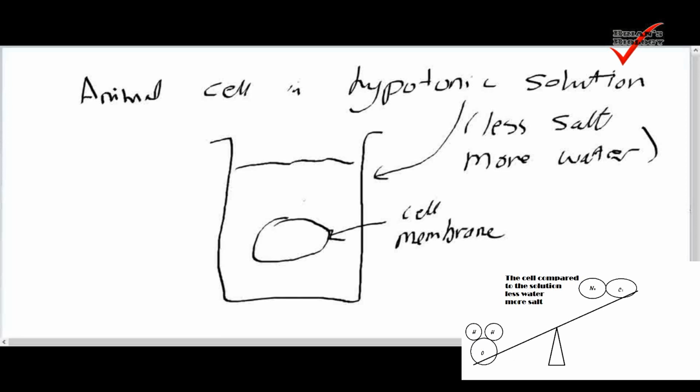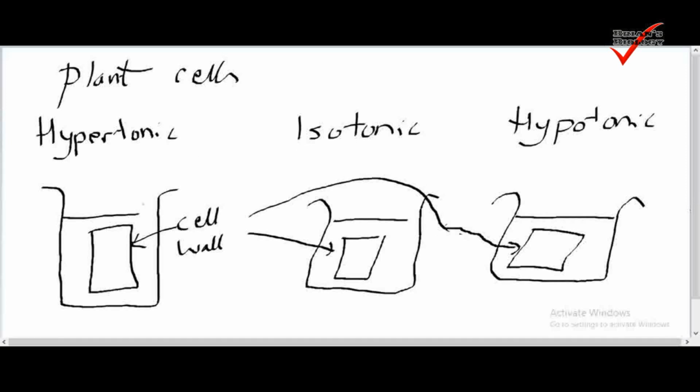What about a hypotonic solution? We place an animal cell into a hypotonic solution. What we're saying is that the surrounding solution has less salt and therefore a higher concentration of water. So water is going to move from the higher concentration into the lower concentration inside the cell, and the cell, just like a balloon, is going to swell up and eventually it's going to burst, which we call lysing of the cell.